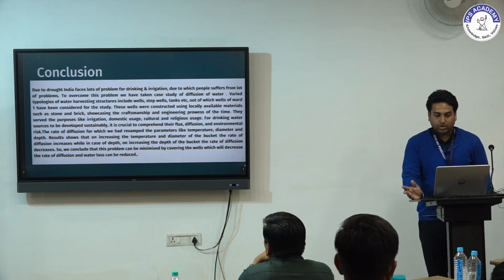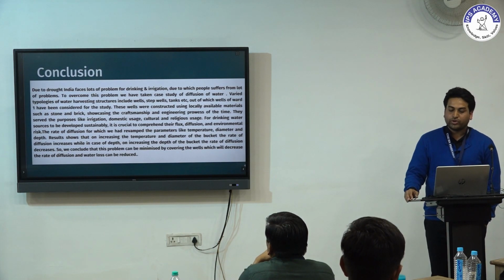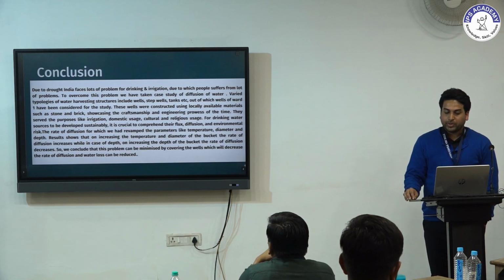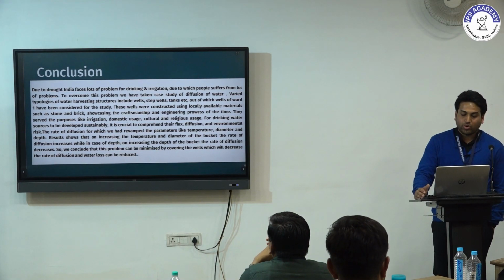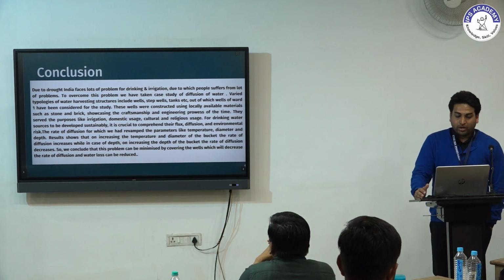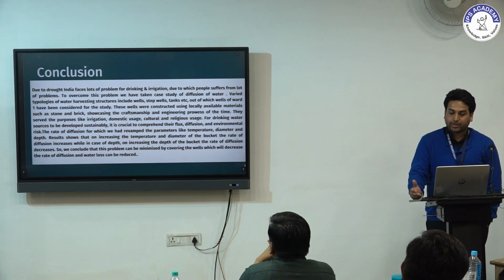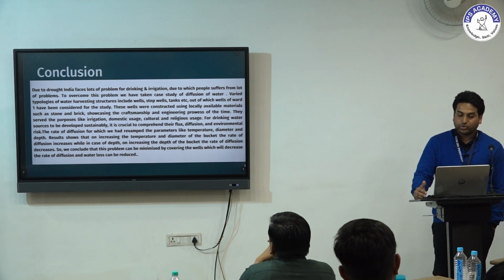So now we conclude our work. Due to drought, India faces a lot of problems for drinking and irrigation, due to which people suffer. To overcome these problems, we have taken a case study of diffusion of water. There are varied typologies of water harvesting structures, including wells, step wells, tanks, etc., out of which wells of ward one have been considered for the study.